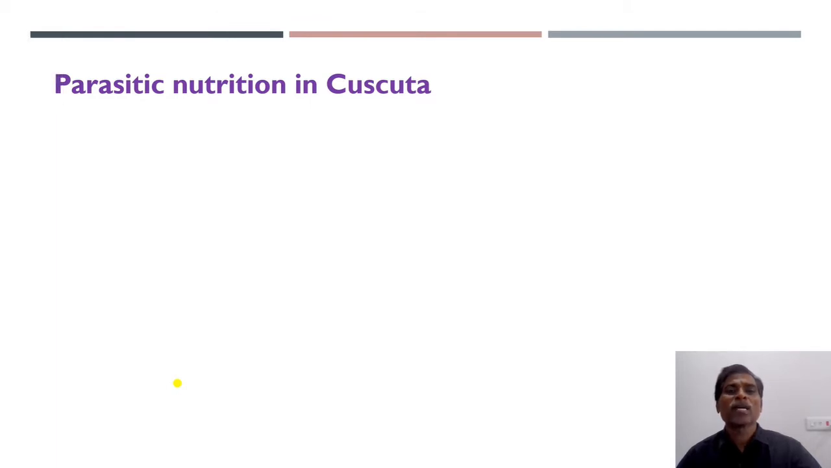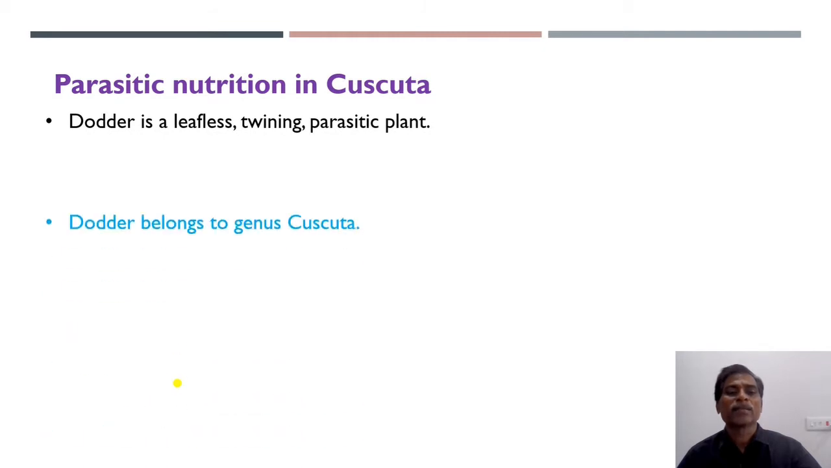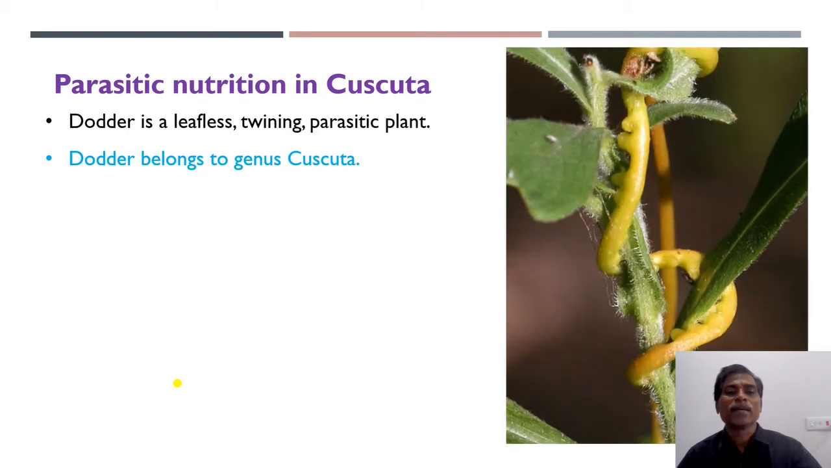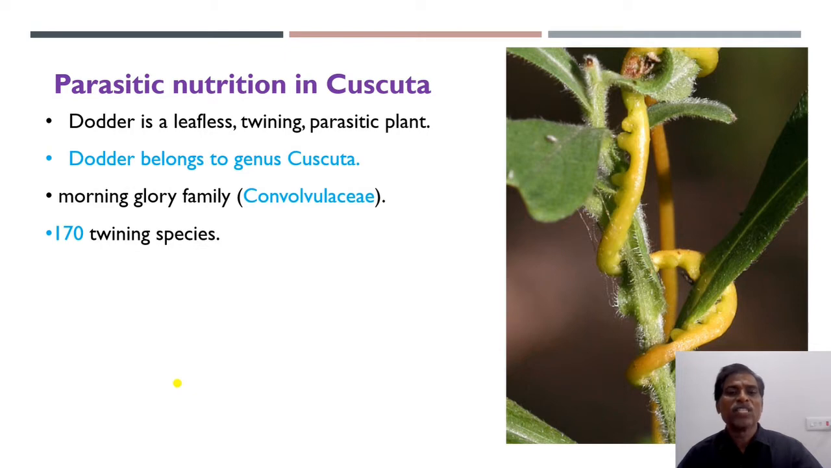Dodder plant belongs to genus Cuscuta. Dodder plant is a leafless vining parasitic plant. The genus Cuscuta belongs to the morning glory or Convolvulaceae family. About 170 species are widely distributed throughout the world.